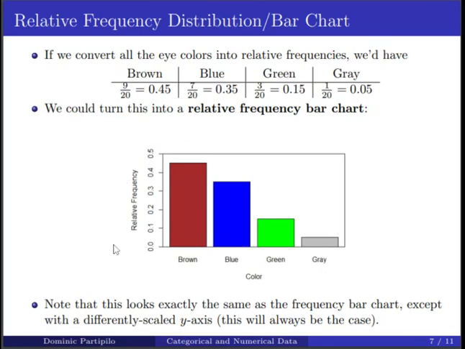So you might notice that this relative frequency bar chart here looks the exact same as the frequency bar chart. And in fact, this is always the case. The relative frequency bar chart and the frequency bar chart are going to look the exact same. The only difference is that our y-axis is going to be rescaled, because all we really did was take each number and divide it by 20. So relative to each other, they are the same size. So this is going to look the same. The only difference is the y-axis here.